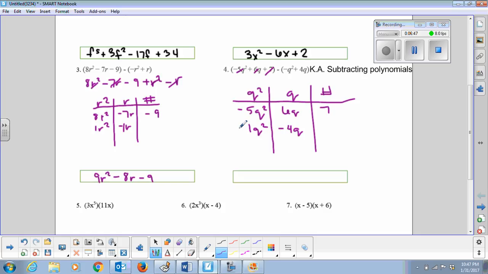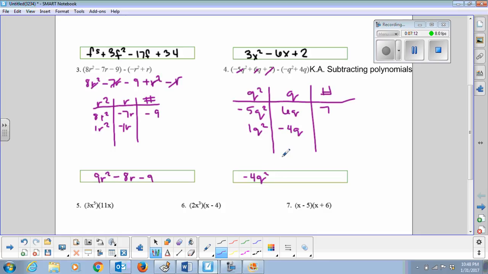If you can change those signs and remember to do it for every single thing inside the parentheses correctly, then I'm fine with this. But if you forget a sign or two, I want you to rewrite it out before you put it in the table, because that might help. And then just finishing up this one, negative 5 plus 1, you should have had negative 4q squared.